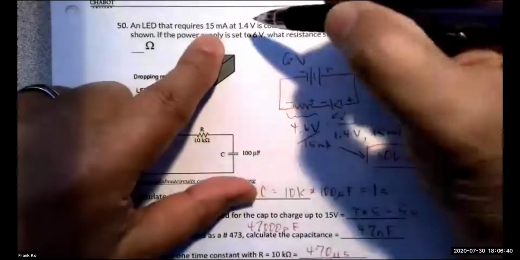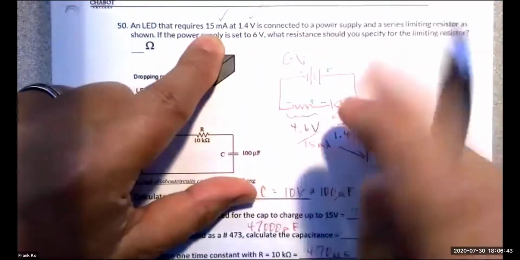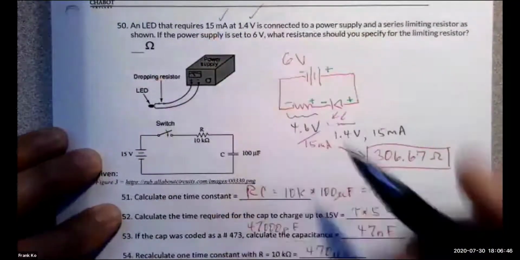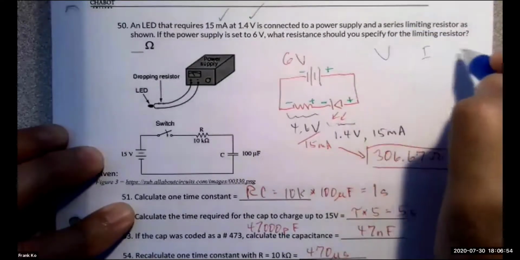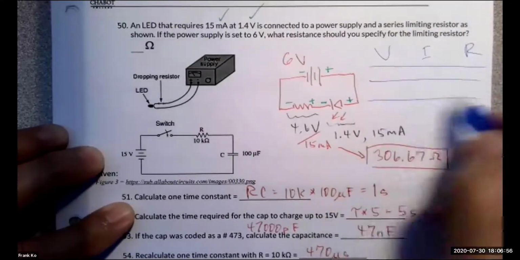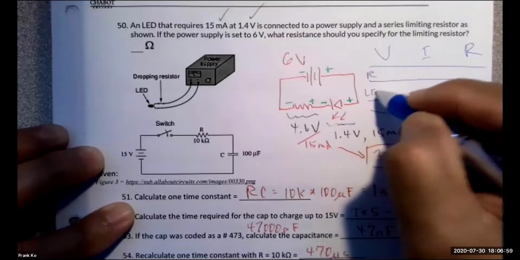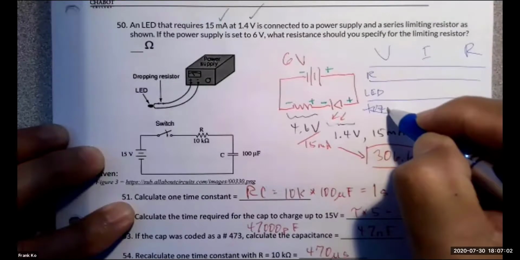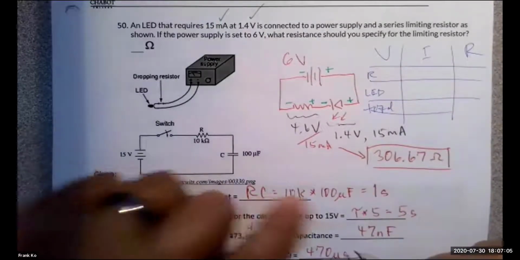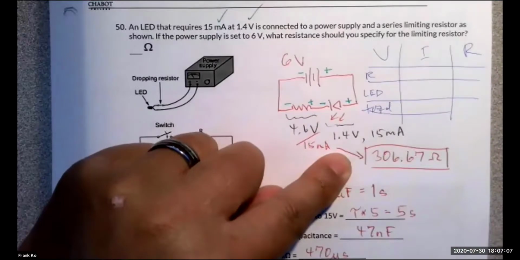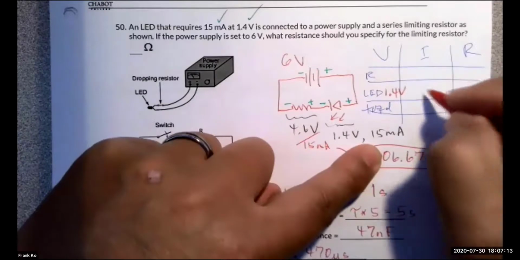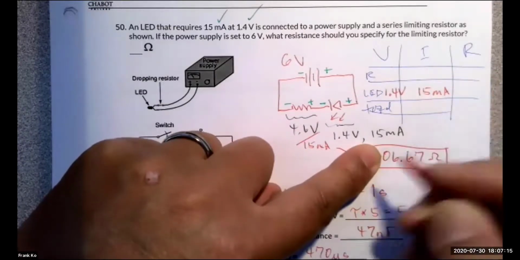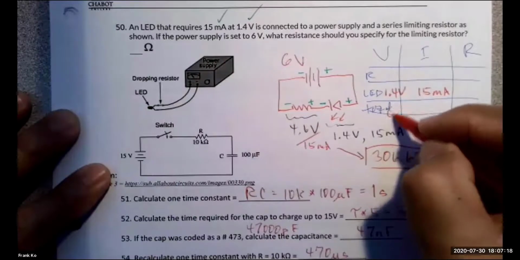So it tells you flat out that the LED requires 15 milliamps at 1.4 volts. It tells you flat out that's what you have. So you can always solve this using a VIR chart. And you can do it this way for an R for the LED and for the total. You are told for the LED, you happen to have 1.4 volts. And you are also told that it takes 15 milliamps. You are also told that your voltage supply is 6 volts, yeah?